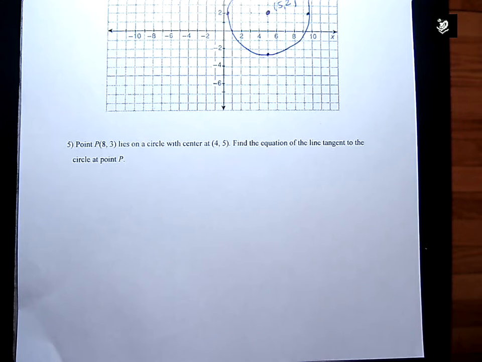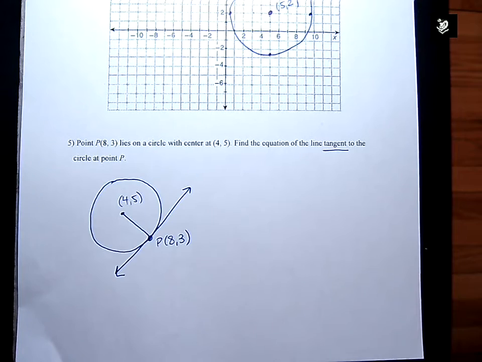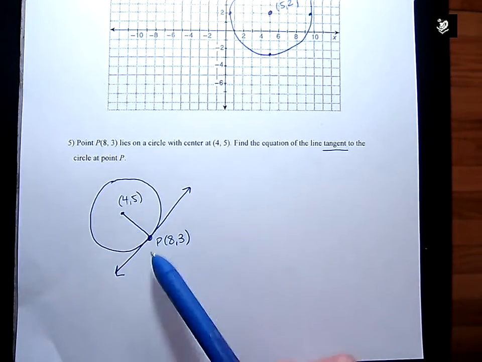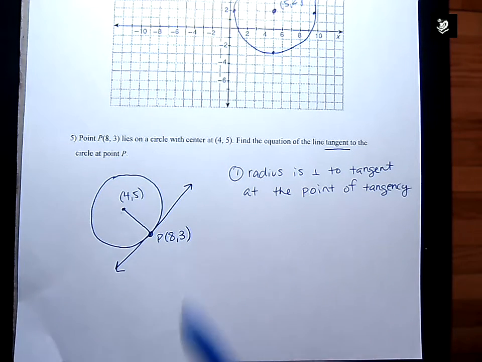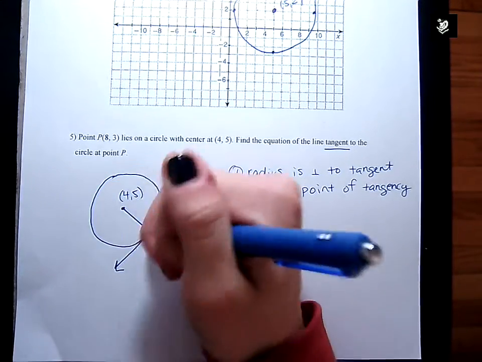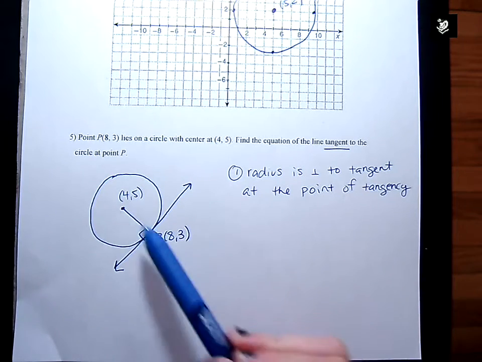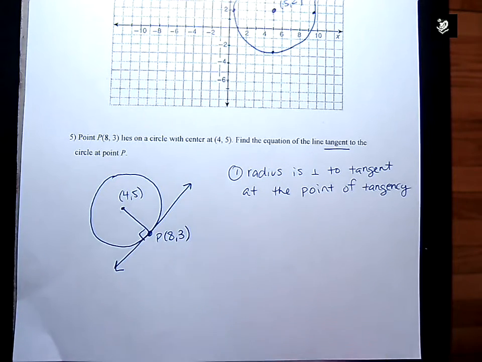Last but not least, suppose you have point P, which is (8, 3), and it lies on a circle with a center of (4, 5). See if you could find the equation of the line that is tangent to the circle at point P. Just to give you a little bit of a visual, the center is (4, 5), here's the point on the circle, and you're trying to find the equation of this line right here. If you draw a radius to the point of tangency, then that radius and the tangent are perpendicular to each other. So if we can find the slope of the radius, then we should be able to find the slope of the line that is tangent to the circle.